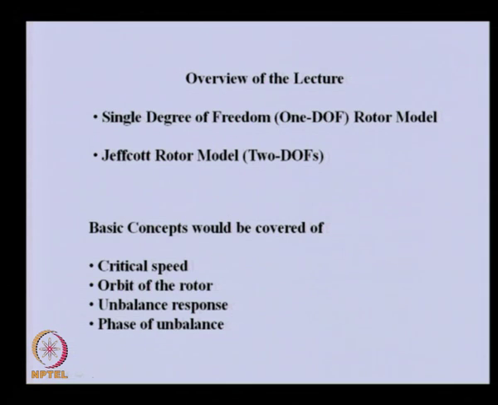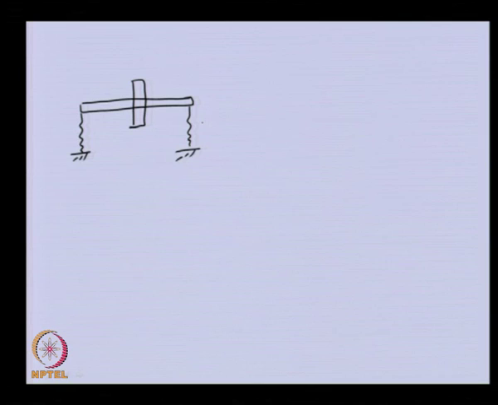And with this let us take one single degree of freedom rotor model, in which let us say there is a rigid shaft and there is a heavy disc on it, and this rotor is supported on flexible bearings having stiffness, let us say Kb. The rotor mass is m. In this model you can see that these bearings are in parallel. So, the effective stiffness which this rotor is experiencing is 2 Kb.